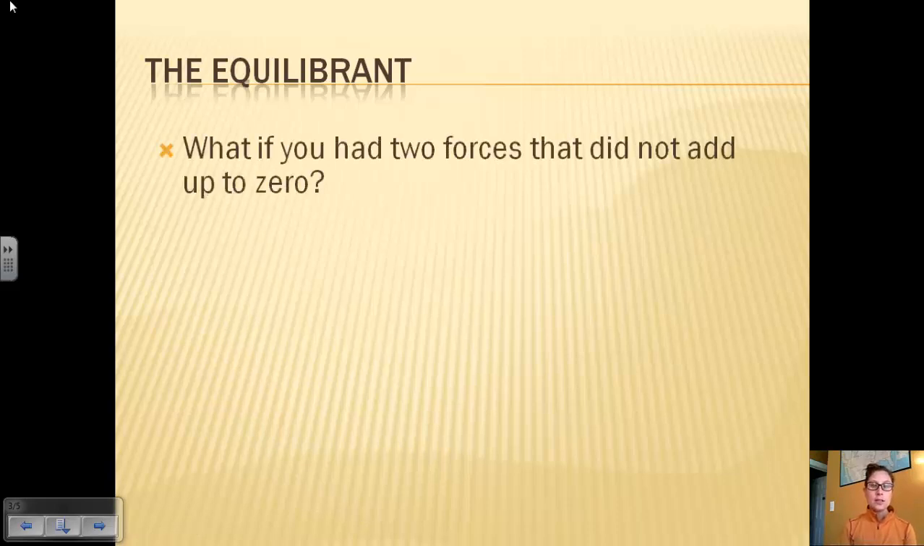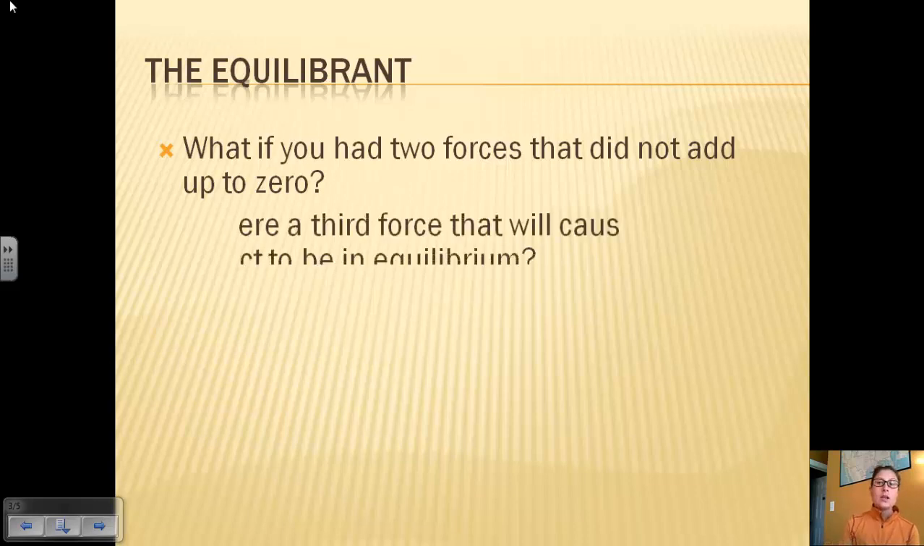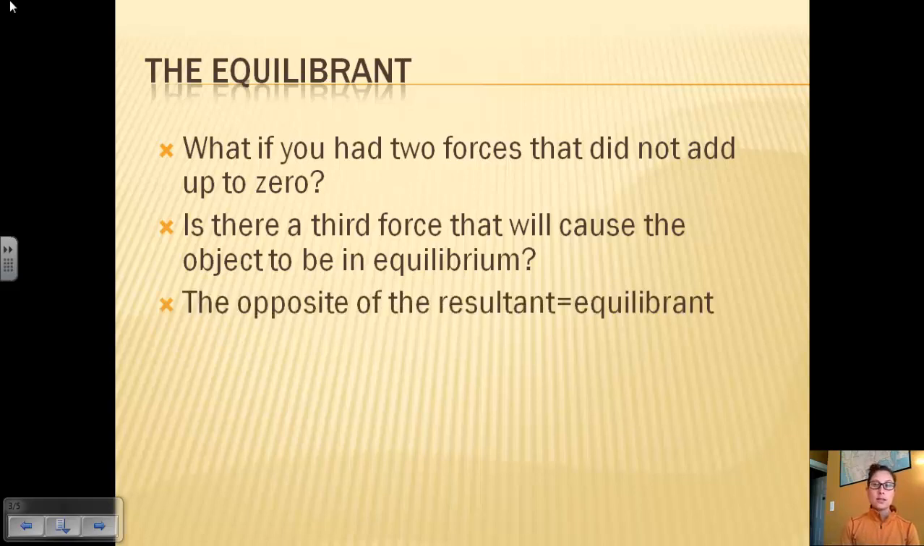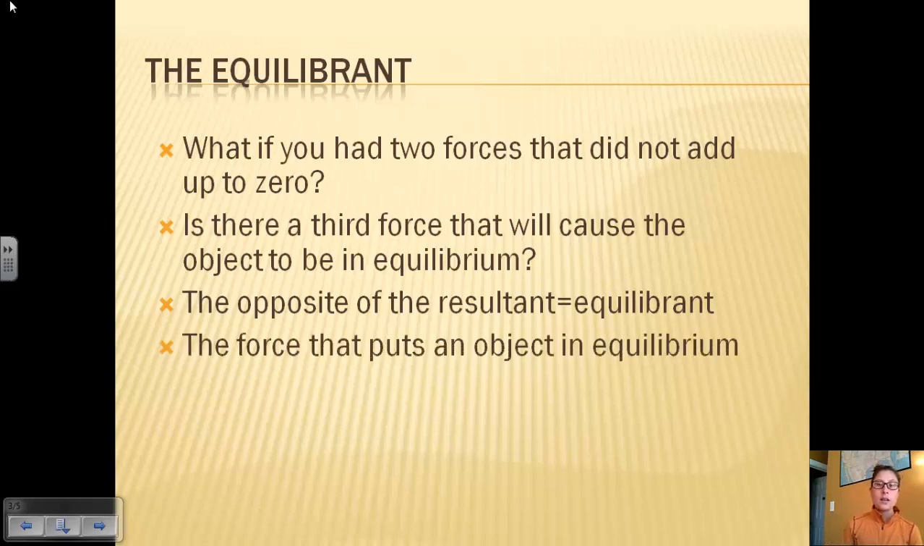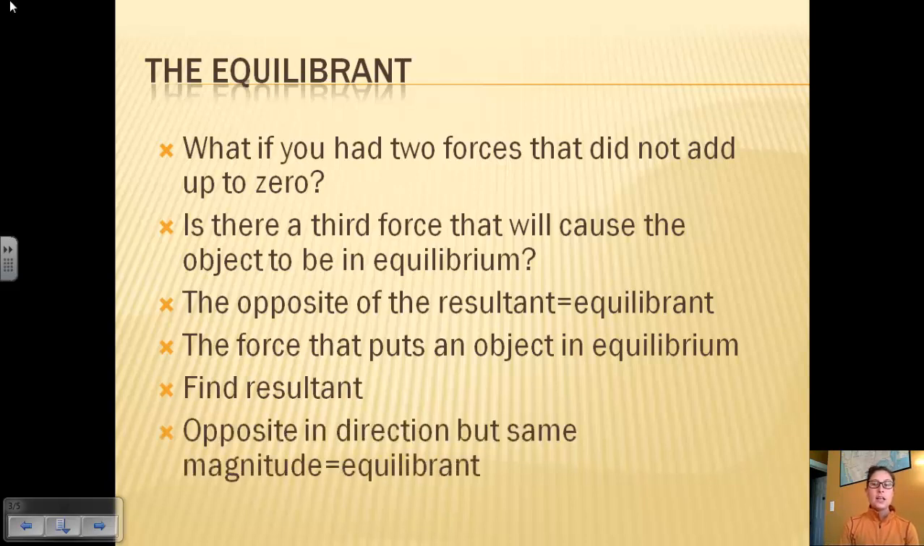Okay, so what if we had 2 forces, but they did not add up to 0? Well, there could be a third force that will cause the object to be in equilibrium. Think about it like tug of war, only now with 3 objects pulling on the object instead of 2 forces pulling on the object. So this third force that will put the object in equilibrium is said to be the equilibrant, which is the opposite of the resultant. And this is the force that puts the object in equilibrium. So what we do first is find that resultant, and then the equilibrant is opposite in direction of the resultant, but it's the same magnitude.